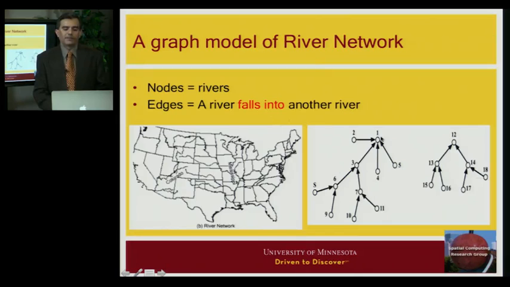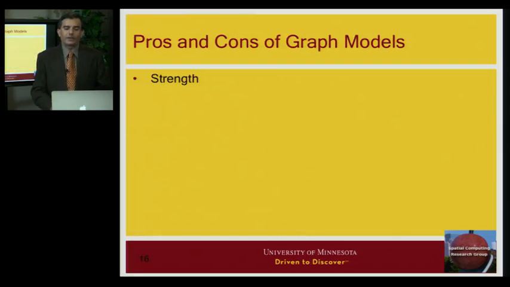So here river Mississippi maybe is node 1, river Missouri may be another node, and this arrow might show you that this large river falls into another river. So graph models can be used to model different spatial networks, but they are simple. So going back to the road example, if you compare the entity relationship diagram for the roads and the graph model for the roads, here are the strengths and weaknesses of the graph model.